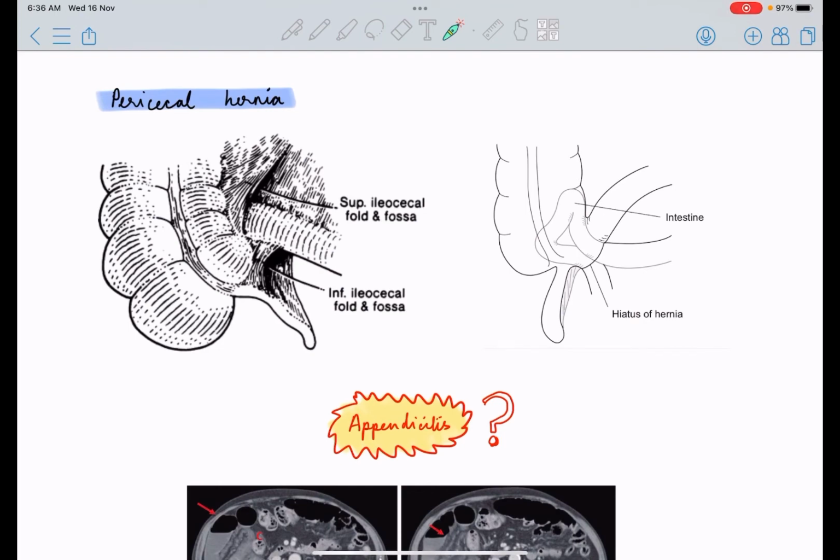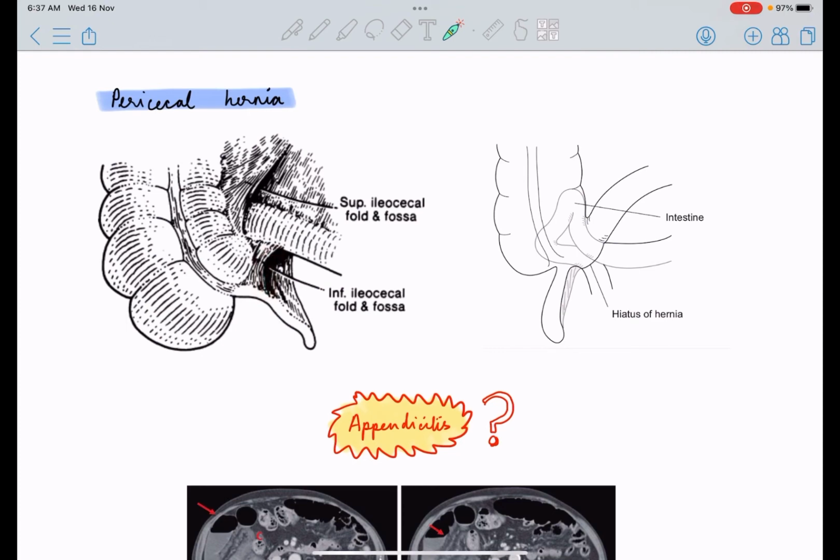After being done with both the paraduodenal hernias, we move on to pericaecal hernia. Understanding pericaecal hernia is easier. We just have to be aware of two different recesses, that is the superior ileocecal recess and the inferior ileocecal recess. The superior ileocecal recess occurs across the ileum, and the inferior ileocecal recess occurs below the ileum and towards the appendix.